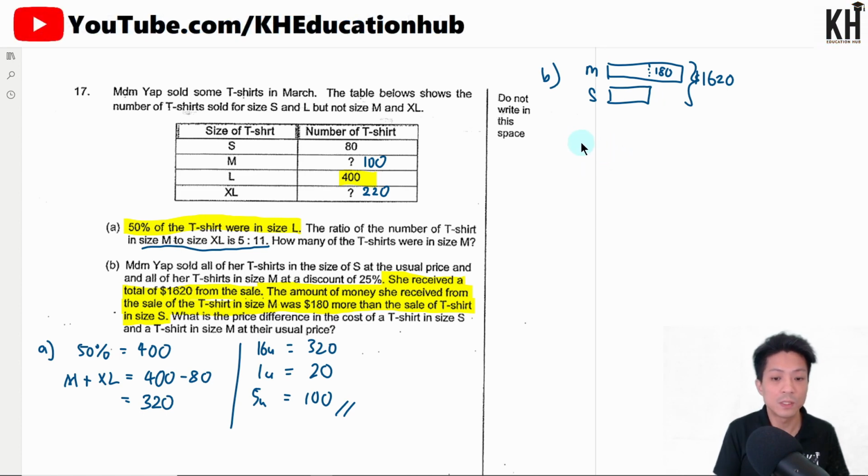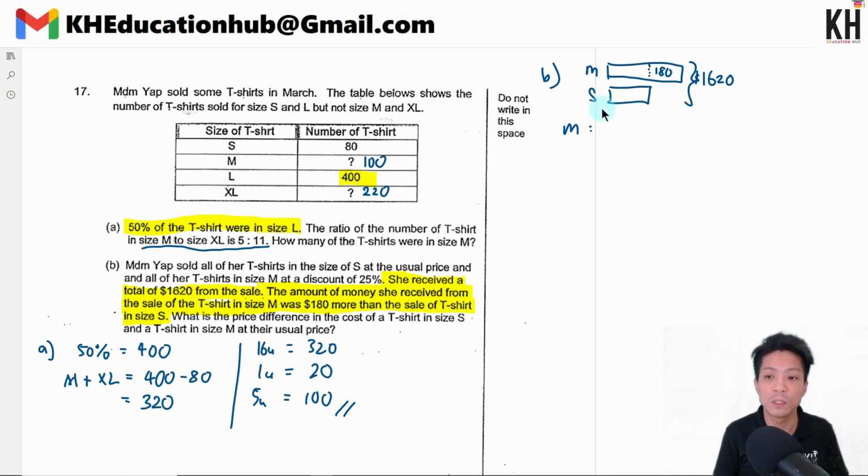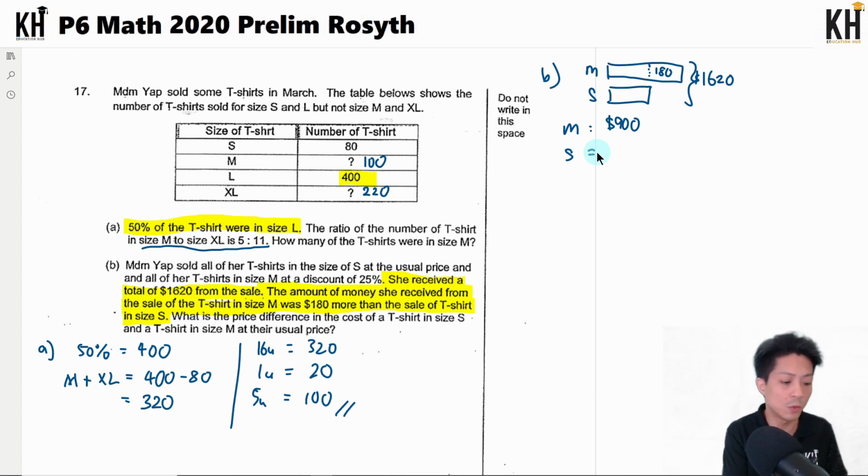Basically we can find out the total amount of money for M. I'm not going to write down the working. For M, it'll be 1620 plus 180, divided by 2. So it will be $900. For S, you can use 1620 minus 900, and it'll be 720.